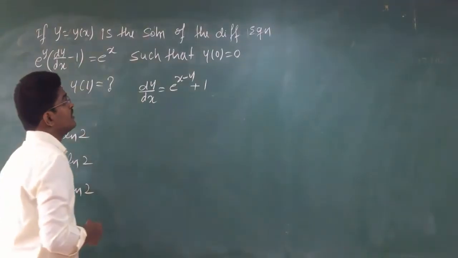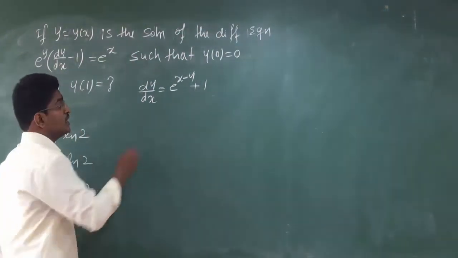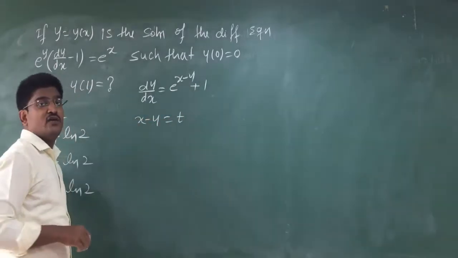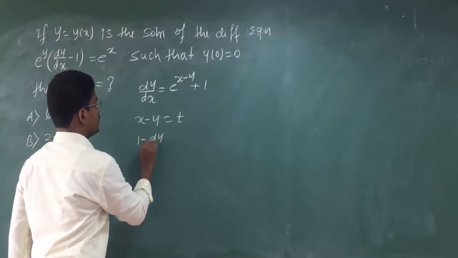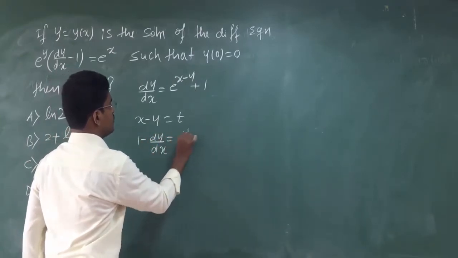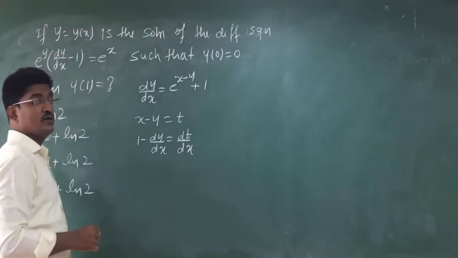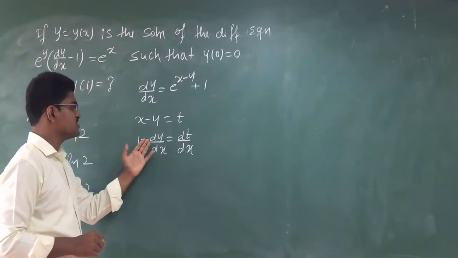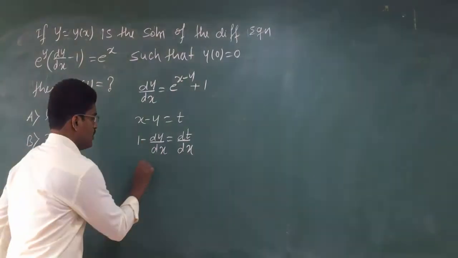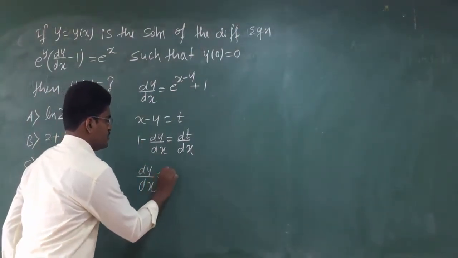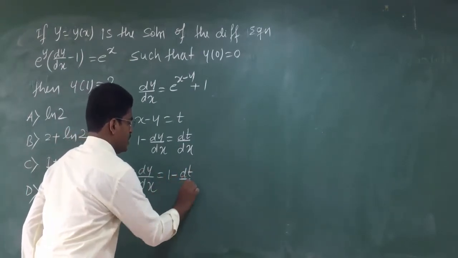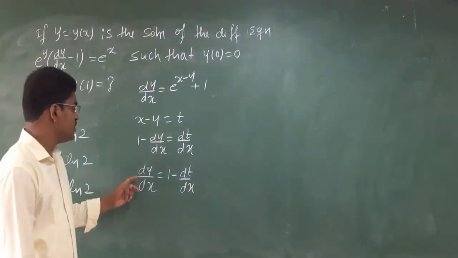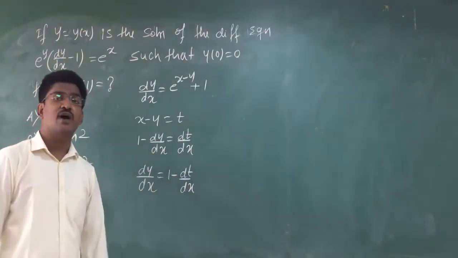No problem. Now, if I take x minus y as t, and if I simplify, what you are going to have? 1 minus dy by dx equal to dt by dx. Then again, no problem with this, because you got 1 minus dy by dx equal to dt by dx. Therefore, dy by dx will be equal to 1 minus dt by dx. That means in the place of dy by dx, you can write 1 minus dt by dx.